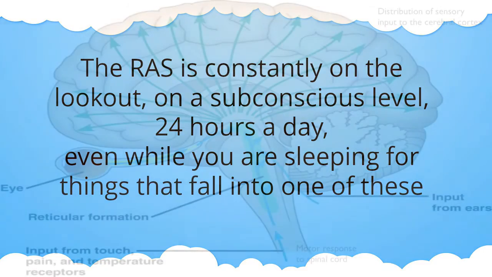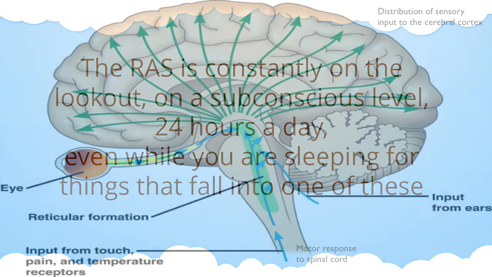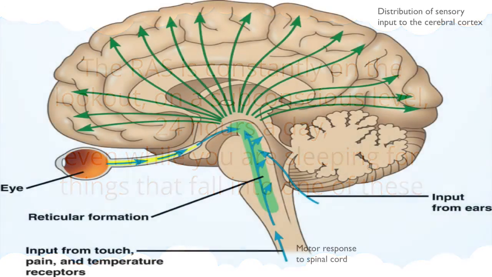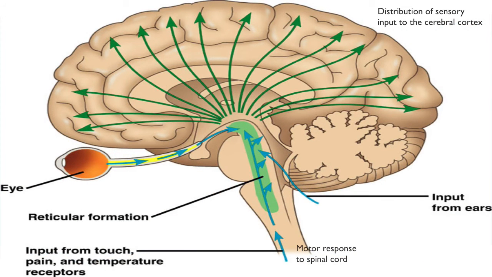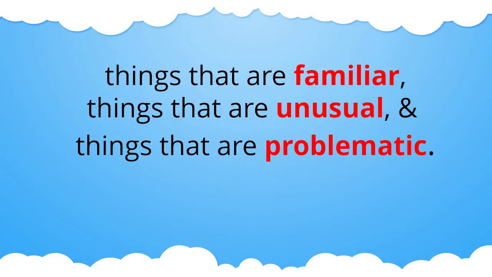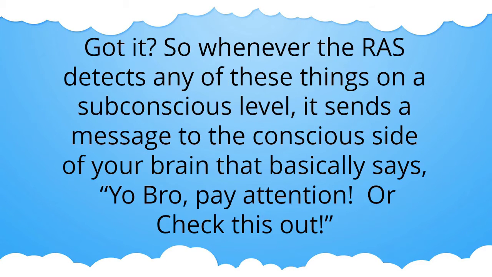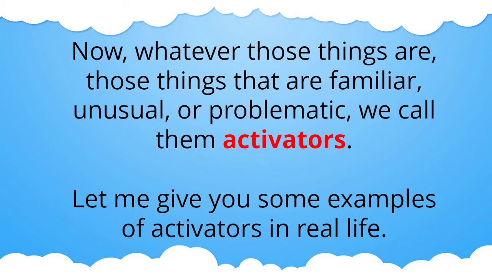The RAS is constantly on the lookout on a subconscious level, 24 hours a day, even while you are sleeping, for things that fall into one of these three categories: things that are familiar, things that are unusual, and things that are problematic. Got it? So whenever the RAS detects any of these things on a subconscious level, it sends a message to the conscious side of your brain that basically says, yo, bro, pay attention, or check this out. Now, whatever those things are, those things that are familiar, unusual, or problematic, we call them activators.